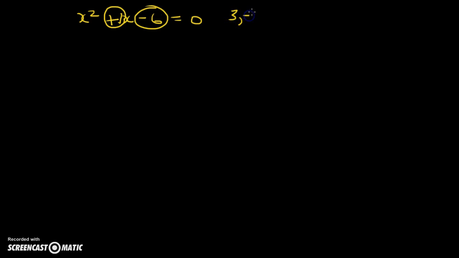Let's try 3 and -2. They multiply to give us -6. Do they add to give us the +1? 3 plus -2, yeah, +1. Excellent, found the solution straight away. So set up our brackets. It's x squared in the quadratic equation, therefore it must be x multiplied by x.